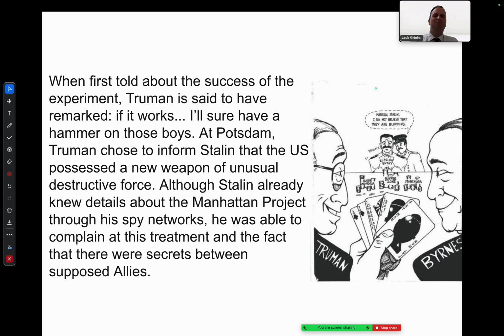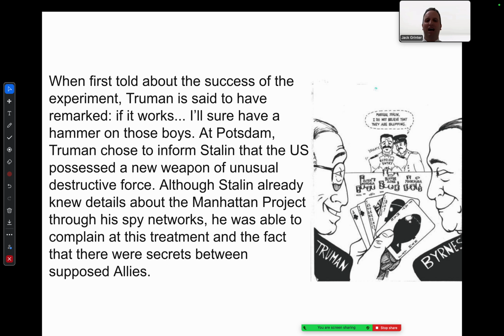However, I think the outcome Truman expected with having the atomic bomb was probably different to what actually happened, because Truman, as it says there, says, "I'll sure have a hammer on those boys." So he basically believed that if we have the atomic bomb, we can get our own way with negotiations at Potsdam, because he's got this clear advantage in having the atomic bomb, that Stalin and the Soviet Union don't have. It's a little bit like turning up to a meeting holding a gun, thinking, well, I'm going to get my way because I'm holding the gun.